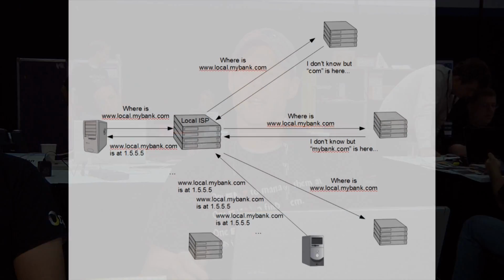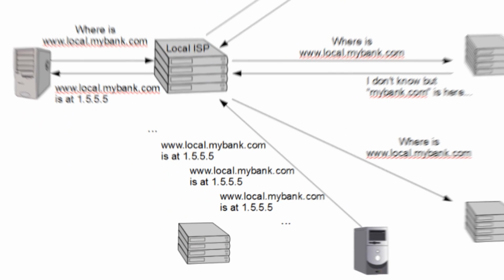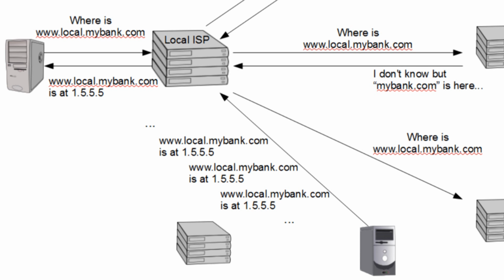DNS cache poisoning comes from someone sitting in between and just replying back to your recursive server saying, mybank.com is here, mybank.com is here, with a bad address. So what happens is a race condition occurs, and the bad address gets in before the good address is returned back, and then the bad address is passed on to your machine.